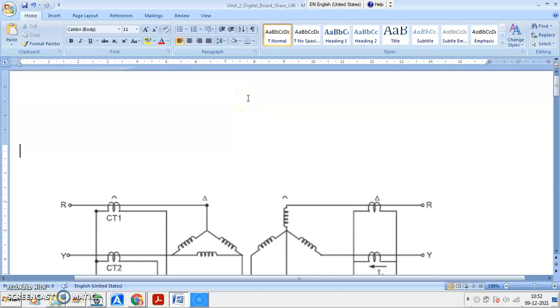Earth fault protection. Restricted earth fault protection. Restricted earth fault protection of alternator or generator.